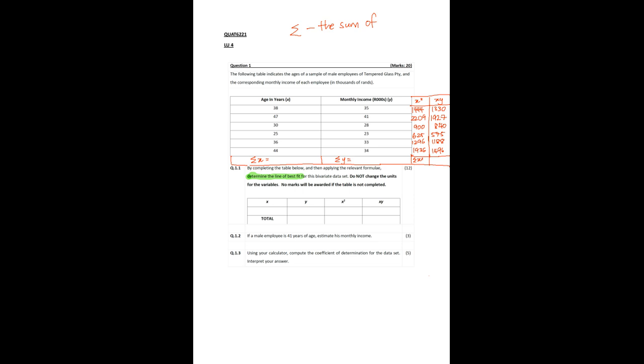So here you need to calculate the sum of that entire column. You're basically going to add up everything in that column. So 38 plus 47 plus 30 plus 25, 36, and 44 would give you a total of 220. So you're just going to say that's equal to 220. Then you add up everything in the Y column. That would give you 194.